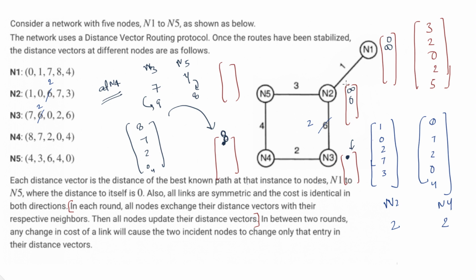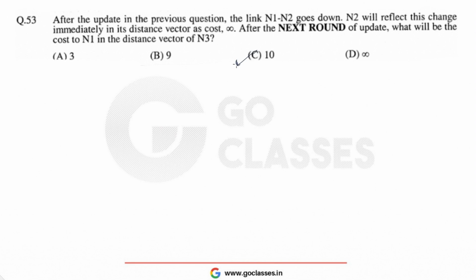If this link got down, then in the next round of update, what will happen? This n4 will be conveying this 8 to n3, and n2 will be conveying infinity to n3, which means between 10, because 8 plus 2 is 10, and infinity, obviously 10 is the minimum, so it will take 10 as the answer. So C should be the answer here, right? I hope you got it.